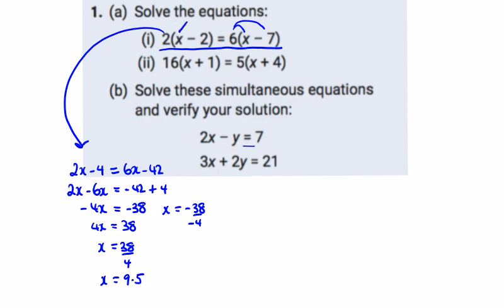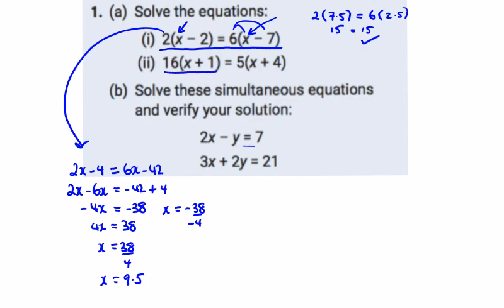We could verify by subbing back in here for x. Let's do that just to check. Twice 9.5 minus 2 will be twice 7.5. Is that equal to 6 times 9.5 in here minus 7 will be 2.5. And you can see that 2 7.5s is 15 and 6 2.5s is 15. So that's how you would verify your answer if asked.